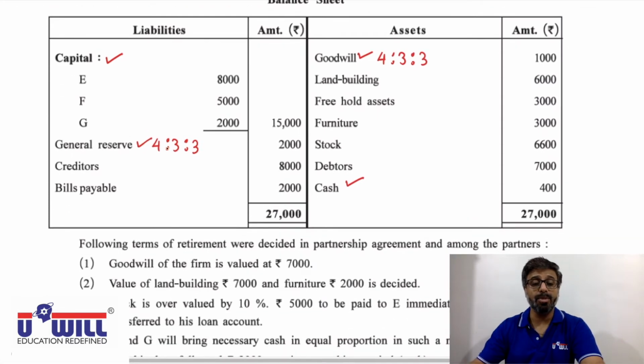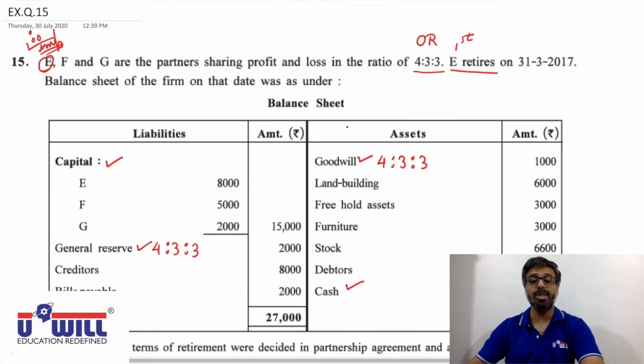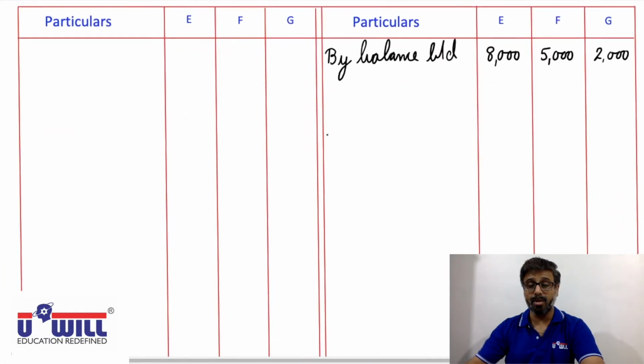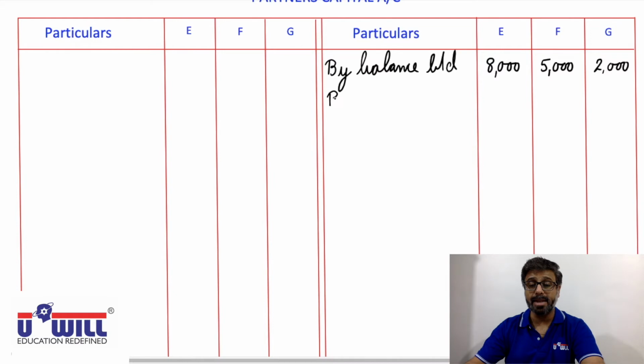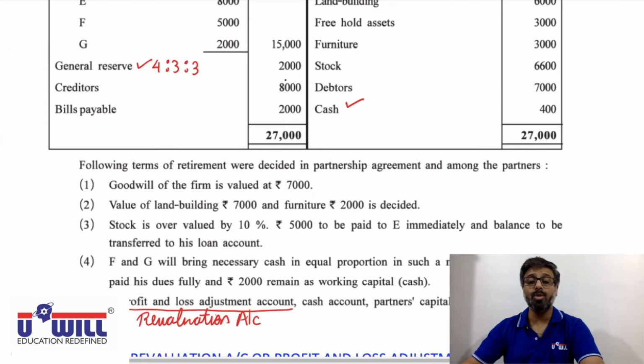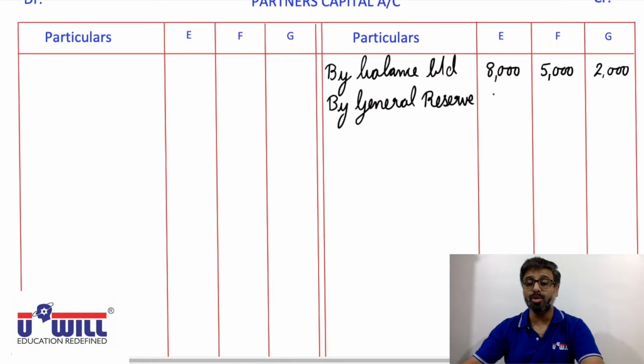General reserve we will distribute between all the partners in old ratio 4:3:3. So the entry for that is general reserve account debit to all partners capital account. So in partners capital account on credit side, by general reserve, amount 2,000. So 2,000 into 4:3:3 ratio. 2,000 into 4 by 10 is 800, 2,000 into 3 by 10 is 600, and again 2,000 into 3 by 10 is 600.